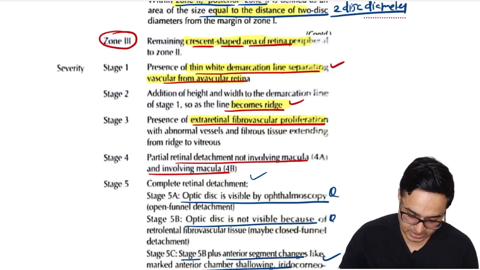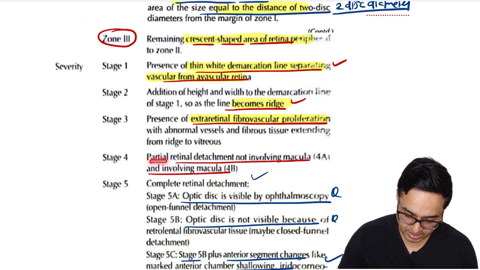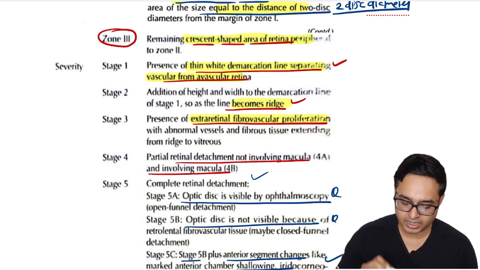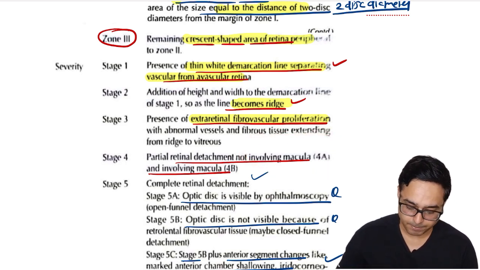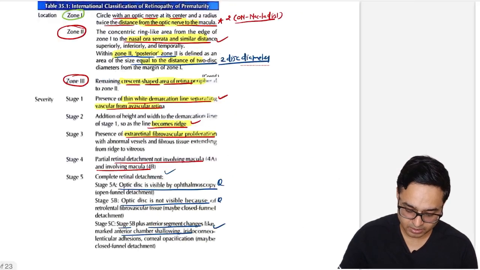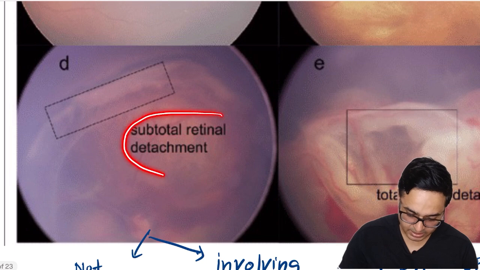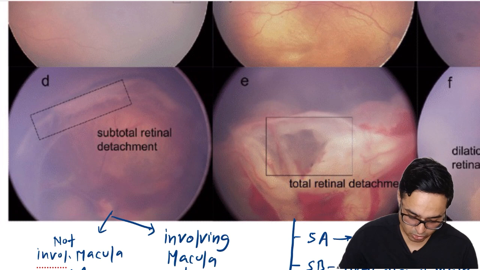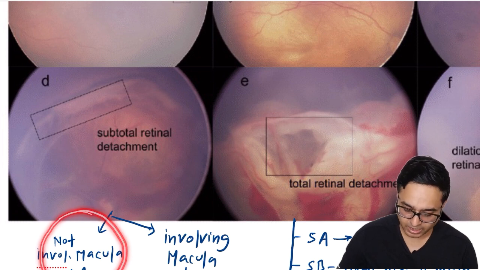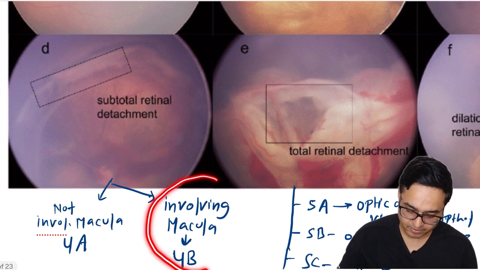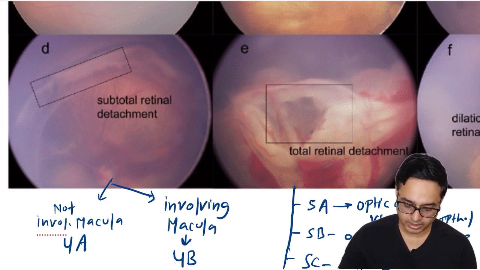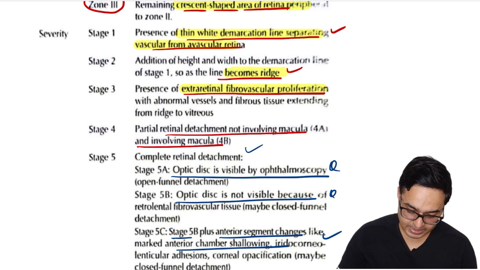Going back, stage 4. Stage 4 is partial retinal detachment. If it is not involving macula, it is 4A. But if it is involving macula, it will be called 4B. Going towards this, this is subtotal retinal detachment. You are able to see ridge and all these things. If it is not involving macula, it is 4A. If it is involving macula, it will be 4B. Understood? Okay.